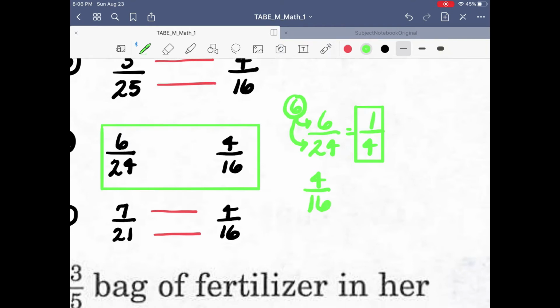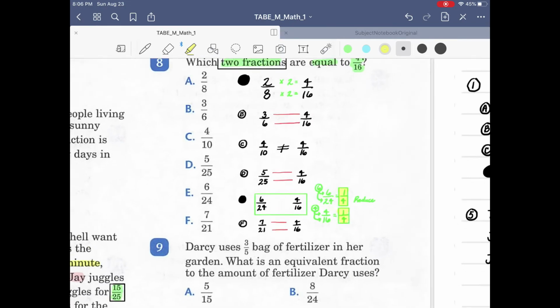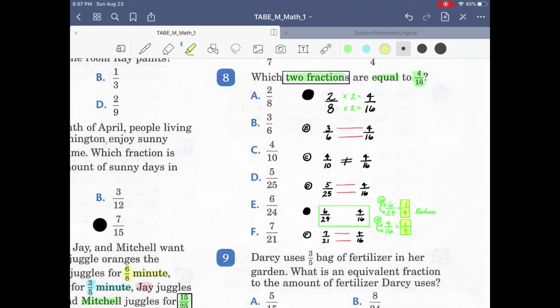Let's do the same with 4/16. Now I won't divide by 6, I'll divide by a 4 on this one. And this is going to bring me down to 4 into 4 is 1, 4 into 16 is 4. So both of these reduce to lowest terms. They both reduce to 1/4. And that tells me that they are equivalent fractions.